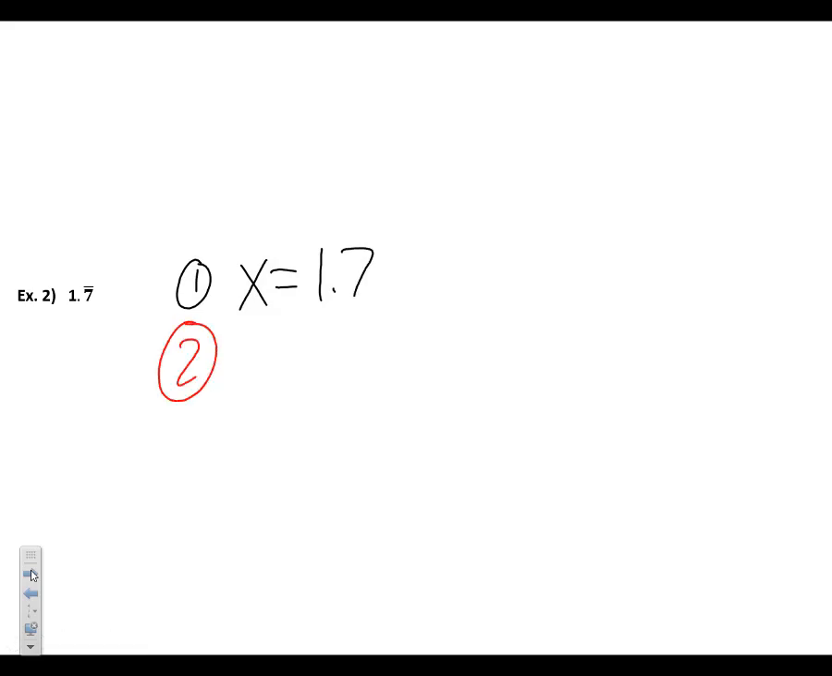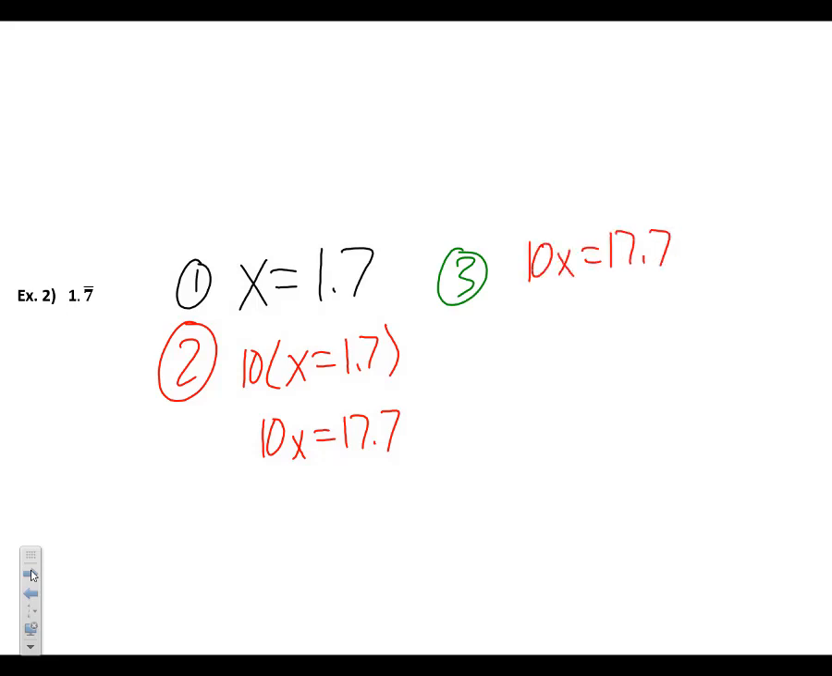Step 2, multiplying by 10 raised to the power of the number of repeating digits. And again, only one digit repeats, so it's 10 times x equals 1.7 repeating, which gives us 10x equals 17.7 repeating. Step 3, we're going to subtract them. I'm going to take that new equation, 10x equals 17.7 repeating, and I am going to subtract the original x equals 1.7 repeating, and my resulting equation is 9x equals 16.